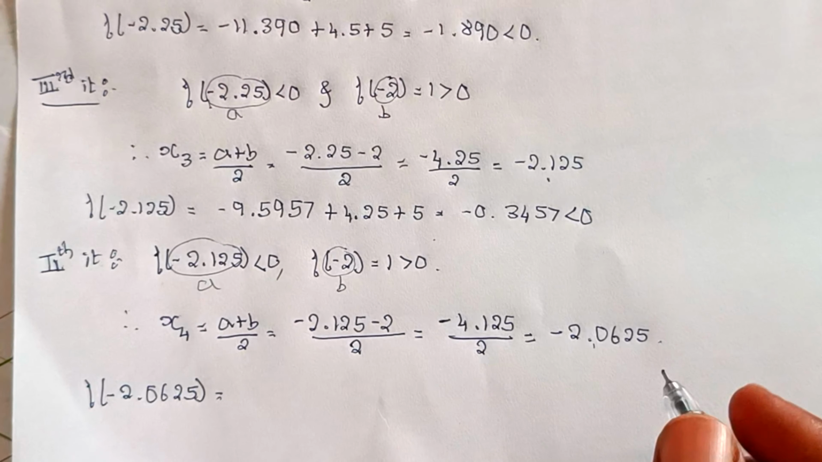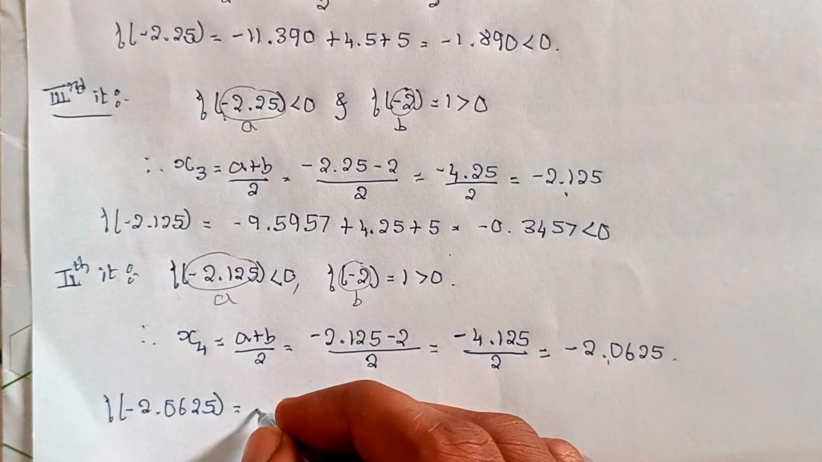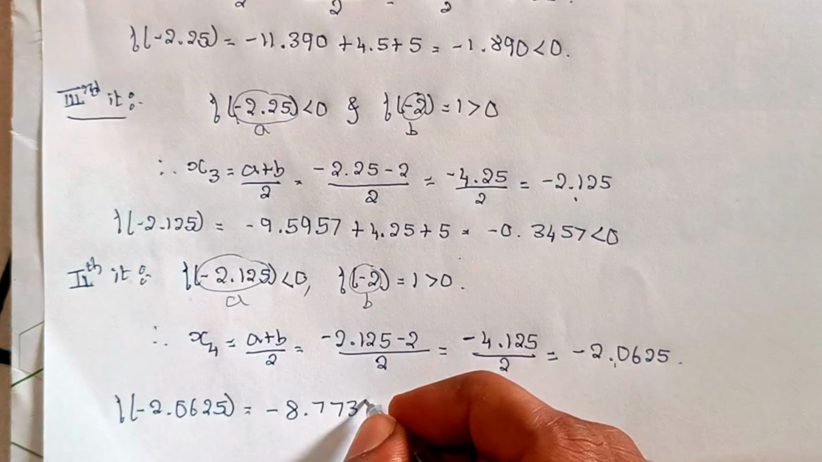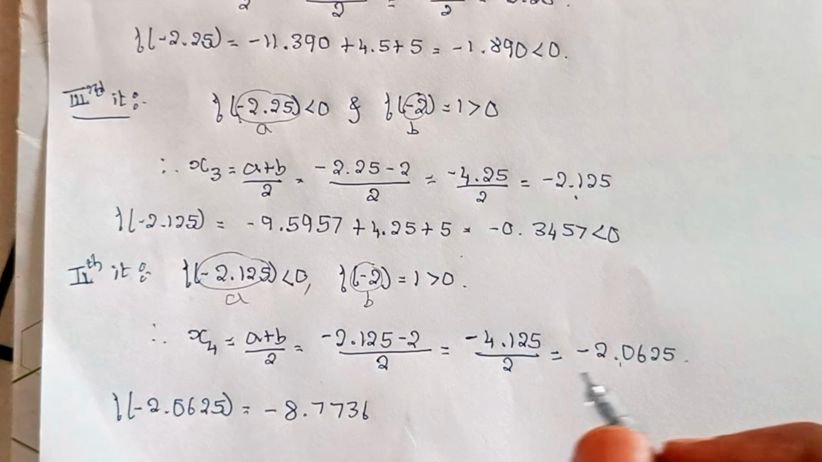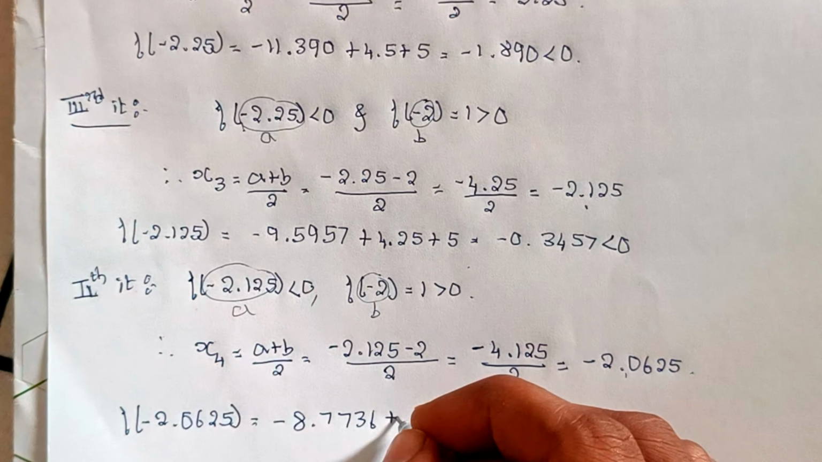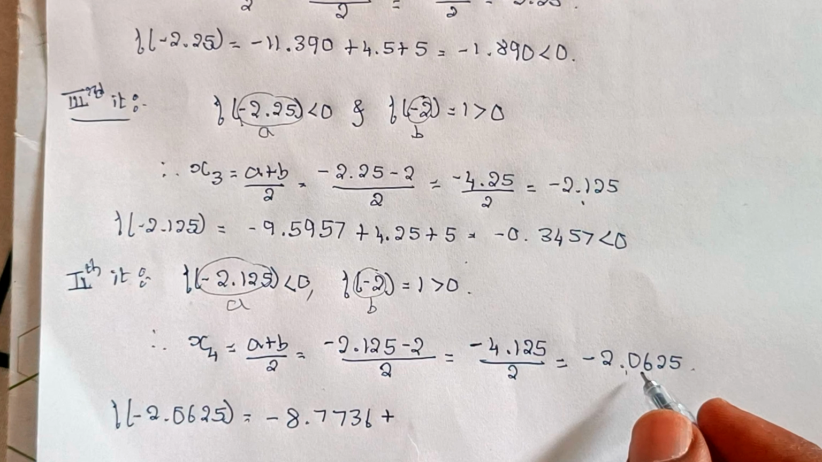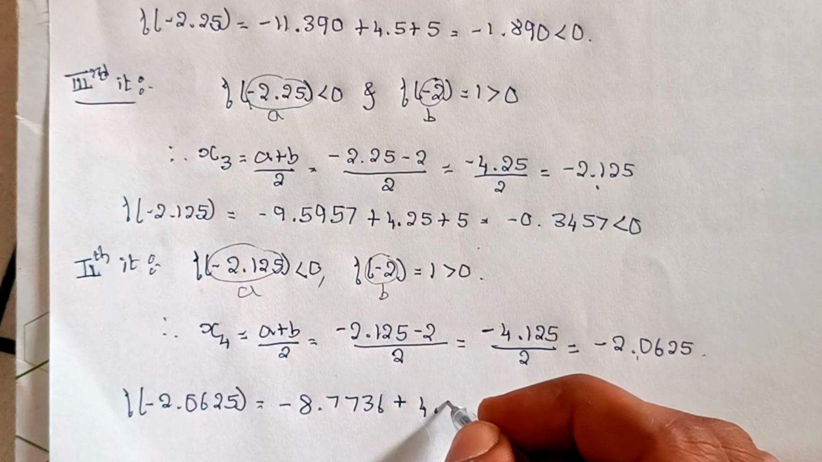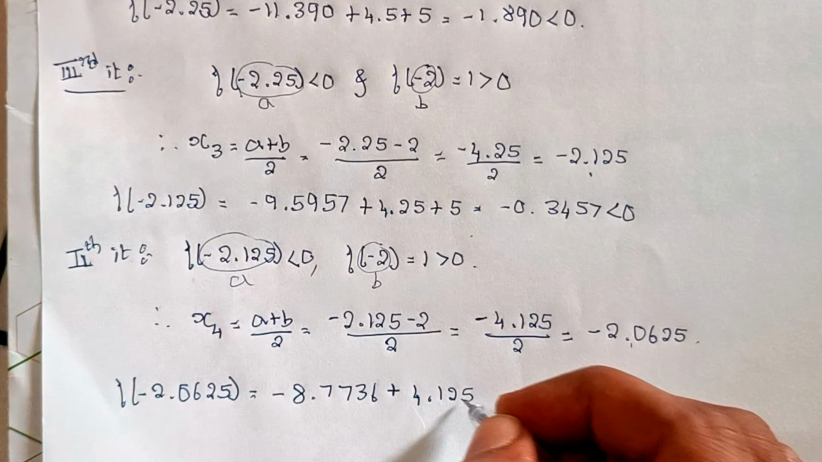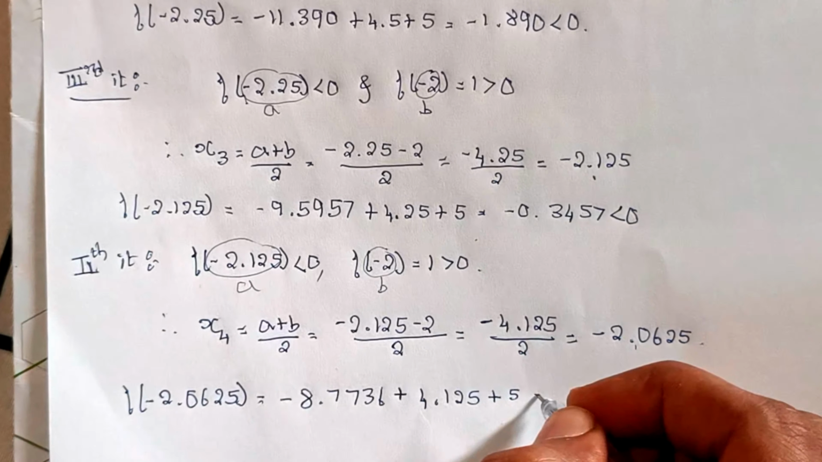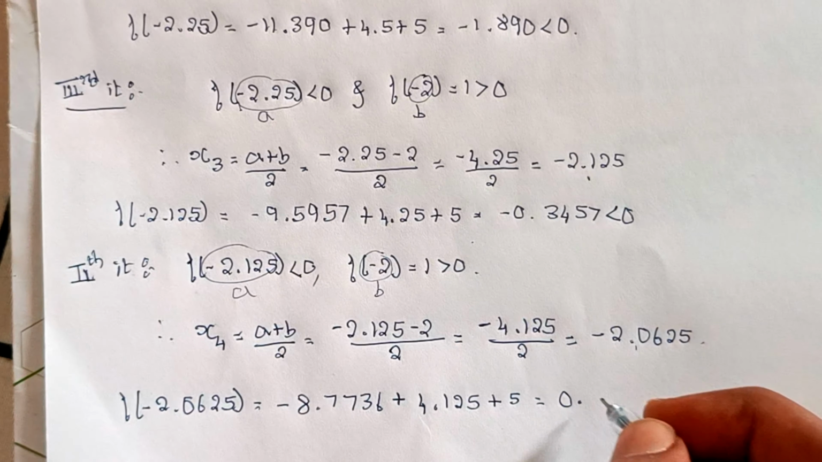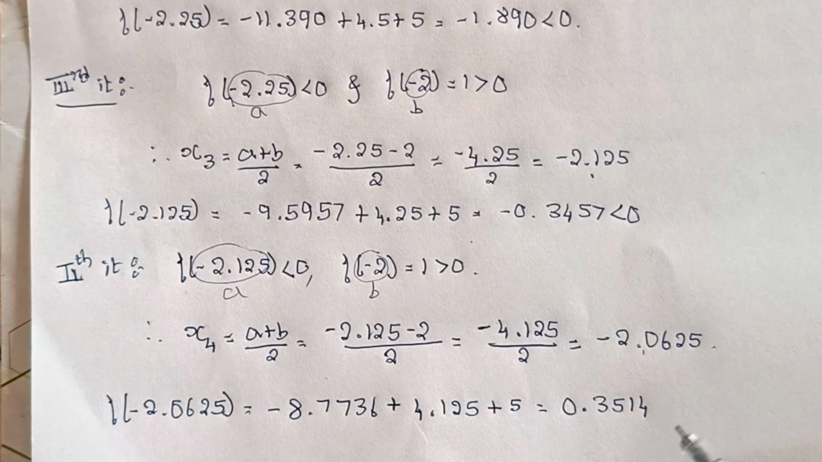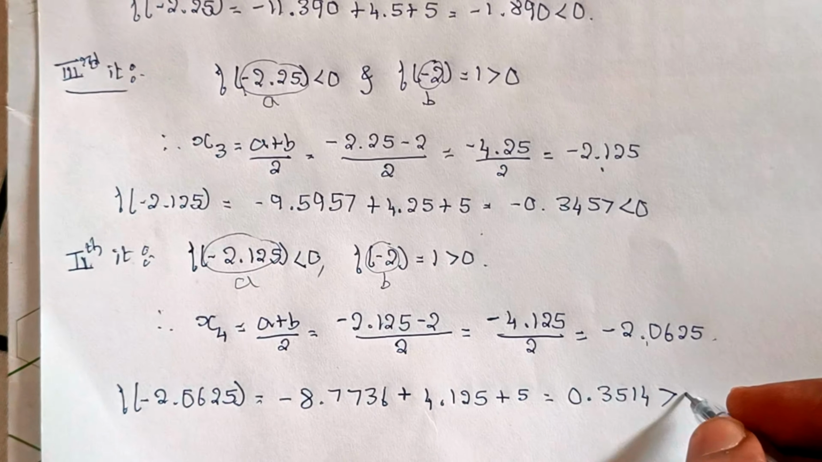-2.0625 cube, what answer do we get? -8.7736, minus into minus, that is equal to plus 2 times 2.0625, that value is 4.125, plus 5, that is equal to 0.3514. We get this positive answer, that is greater than 0.